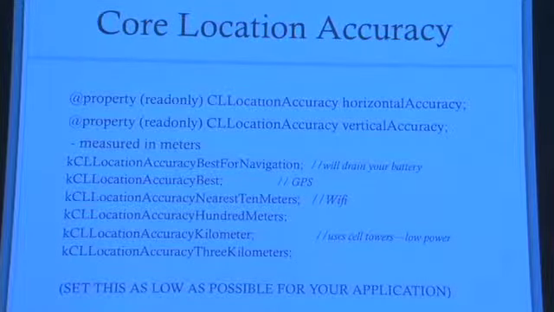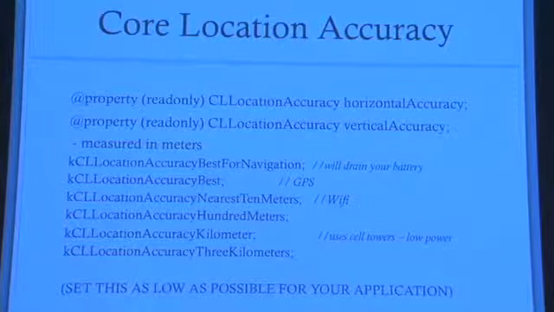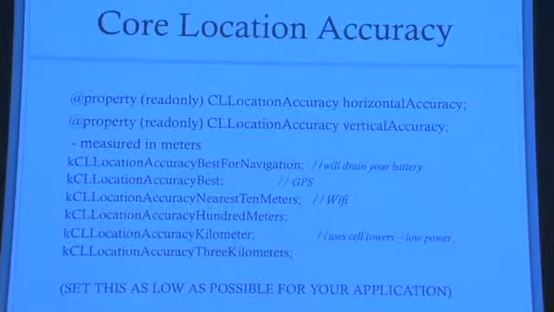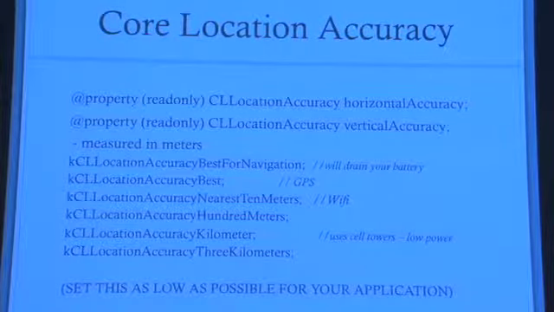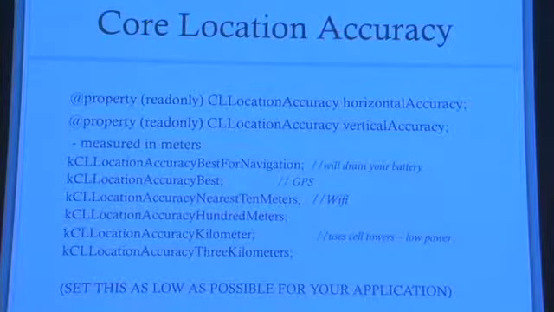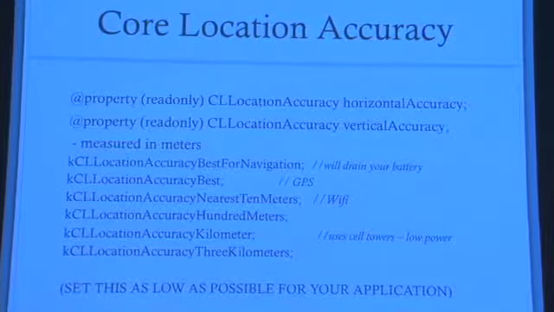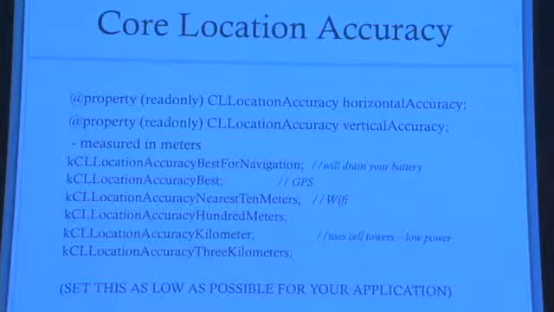And so these are the different types of accuracy that you can specify that you want. The best one, or the one that's most accurate, is kCLLocationAccuracyBestForNavigation. And if you're going to use this, this is continuous GPS. You're going to want to assume that your user is plugged in, to their cigarette lighter in their car. This is like the turn-by-turn type of accuracy that you're going to want. And then there's kCLLocationAccuracyBest, which also uses GPS, but it's not continuous.